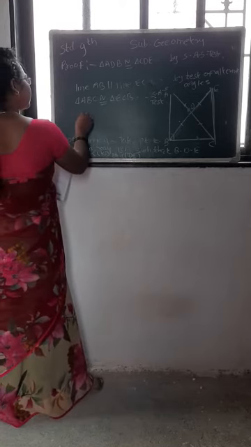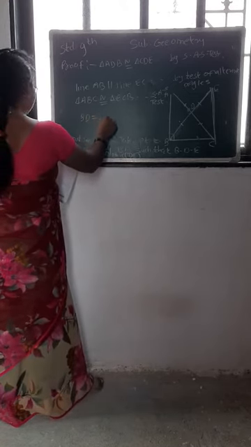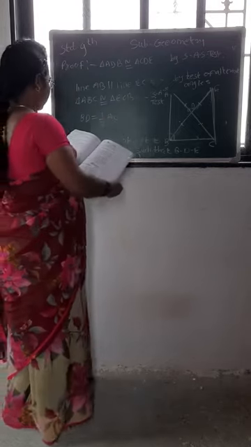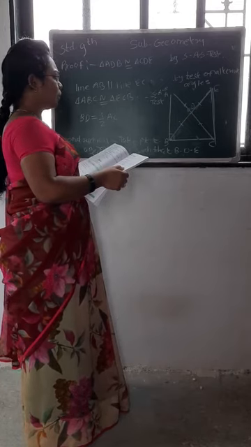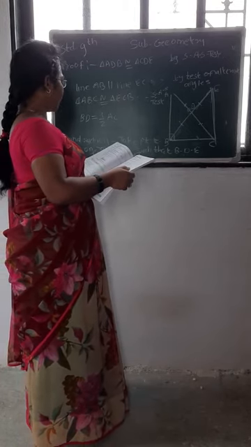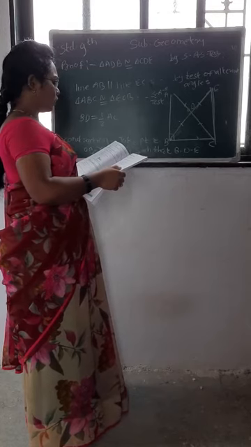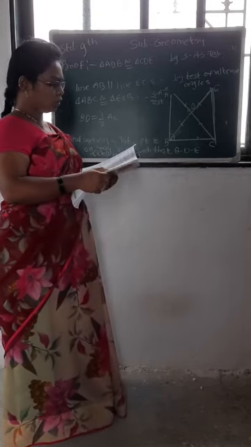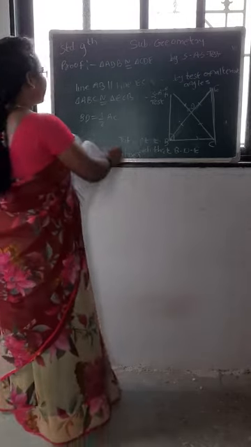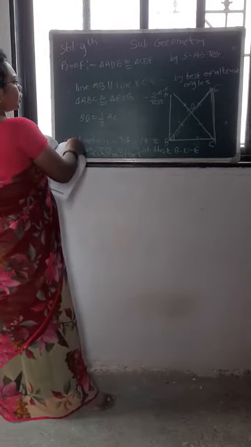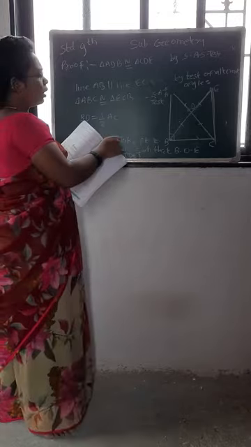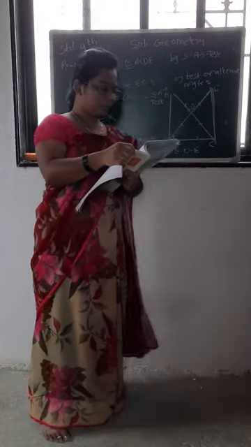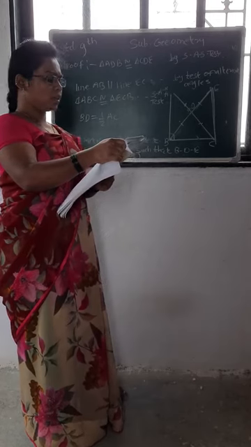Then BD is equal to 1 half AC. We have given the main steps, and then we have to write the proof of the theorem: BD is equal to 1 half AC.